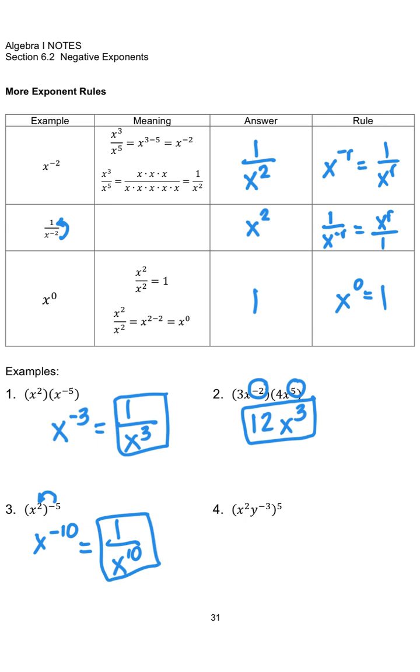Let's go ahead and do number 4. Again, we have parentheses and we have an exponent on the outside. So I have to distribute that exponent. So 2 times 5 is 10. And then I'm going to do 5 times that negative 3, which gives us negative 15. Now we have a negative exponent. We have to get rid of our negative exponents. We cannot keep them negative. So we're going to keep our x to the 10, and then we're going to move that y to the 15 beneath that fraction bar. Okay, let's go to the next page.